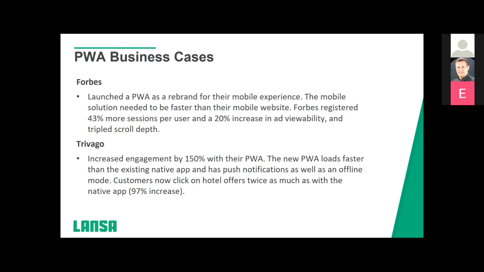And Trivago, this is a pretty cool one too. They increased engagement 150% because they have faster load times. They got the push notifications. And so now customers click on hotel offers twice as much as they did compared to the native app.